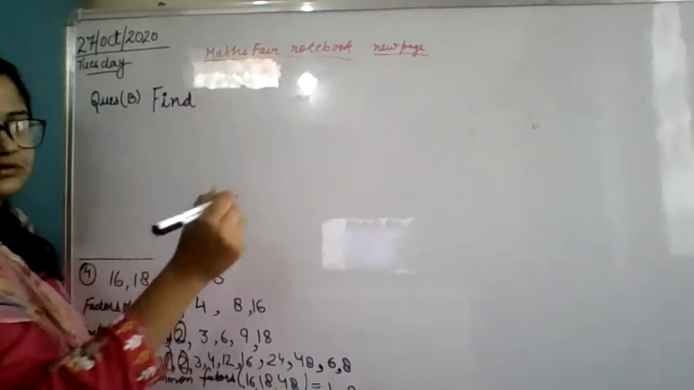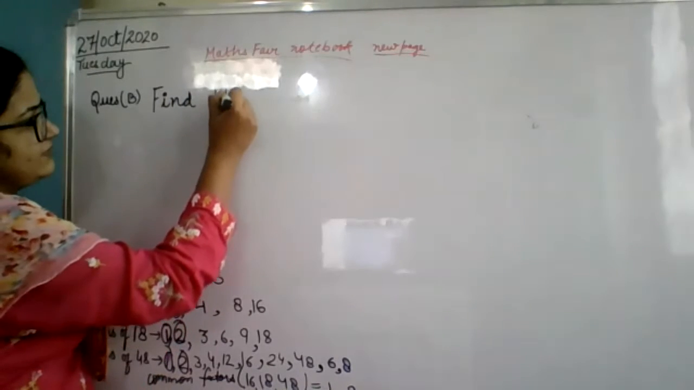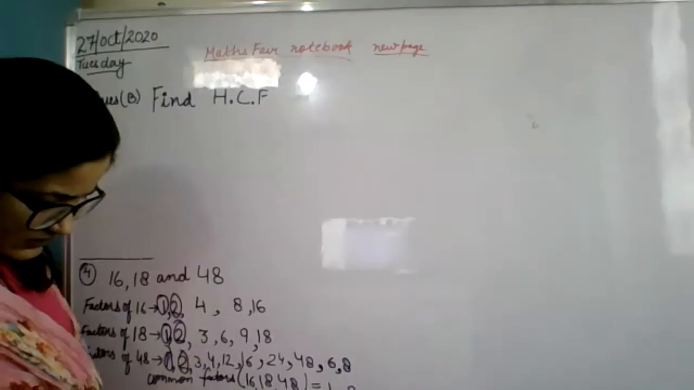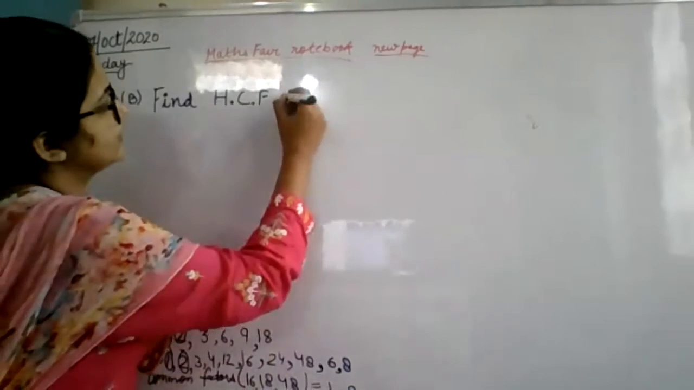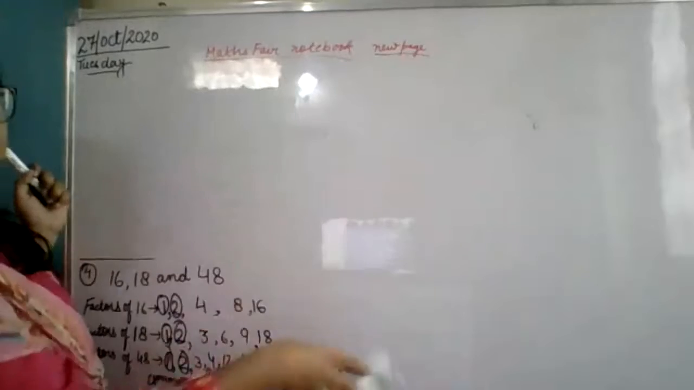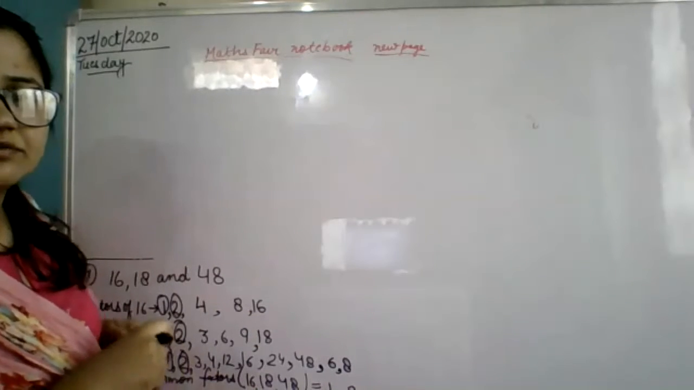Find the HCF of the following numbers. Wait. At the top, you can start from a new page. Better to start from a new page. Start from a new page.